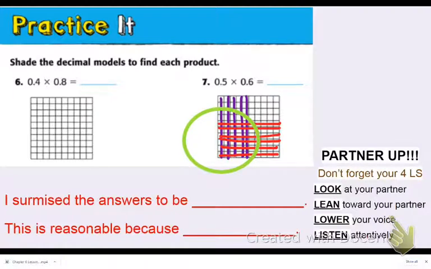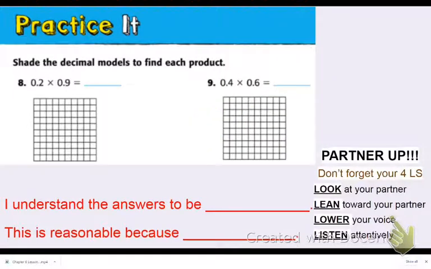Well, altogether there's 30 shaded. So I solved. But is it reasonable? No, it's not reasonable. It's not 30 as a whole number. I have 30 out of 100. I need to make sure that 0 is in the hundredths place. And it goes tenths, hundredths. So I know I have the right answer. 5 tenths times 6 tenths is 30 hundredths, less than 1. All right, let's keep practicing.